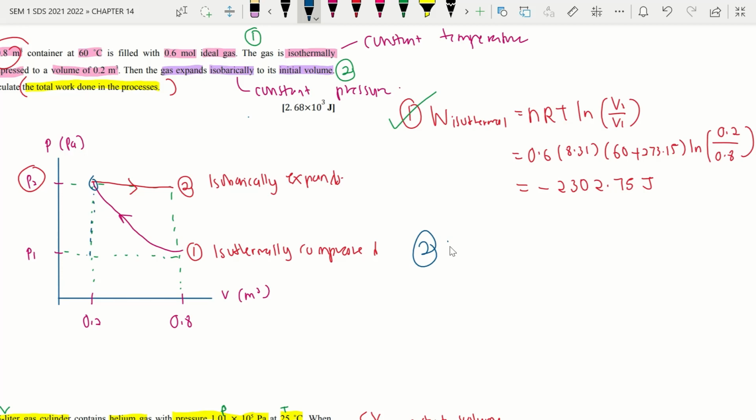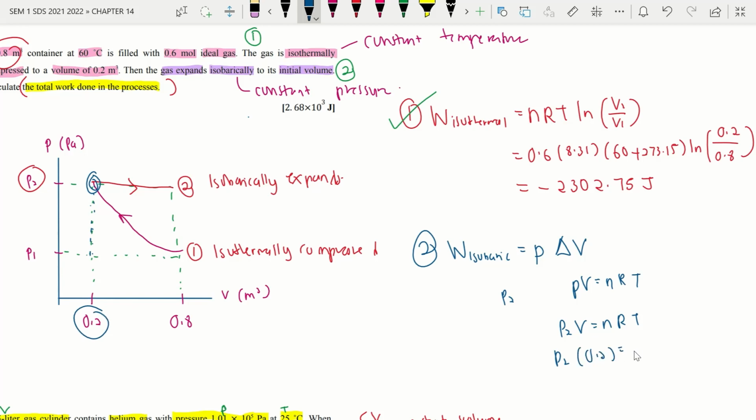Okay, now let's look for work done for isobaric process. So we know in order for us to look for work done in isobaric process, we will use the formula pressure times change in volume. So the pressure that we are going to look for is pressure 2. And we can look for it using the formula PV equals nRT. So pressure 2 equals nRT over volume. The volume here is 0.2.